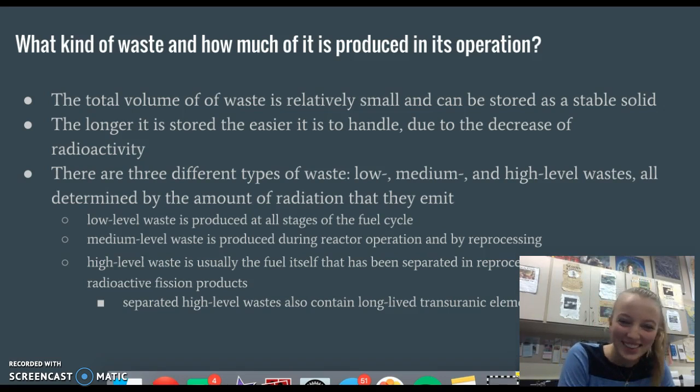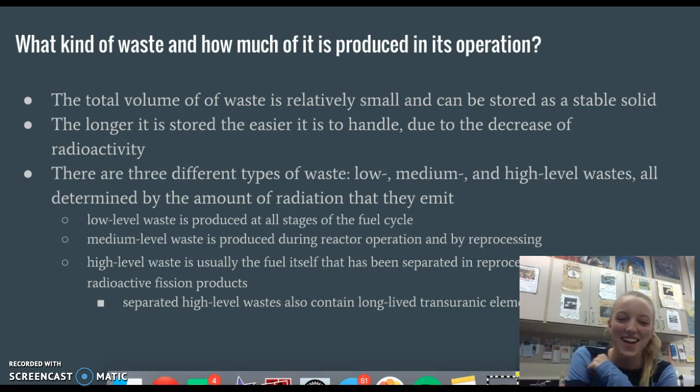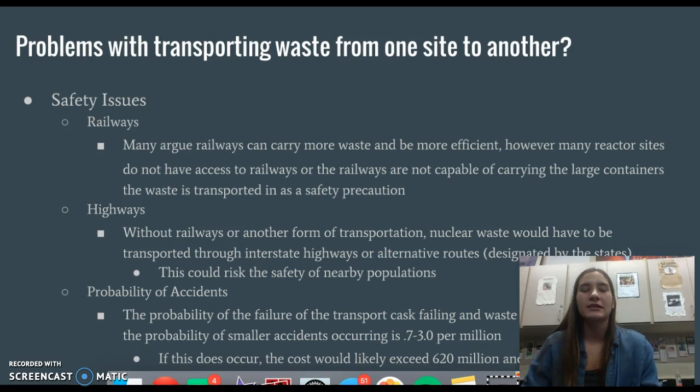And low-level waste is produced at all stages of the fuel cycle. Medium-level waste is produced during reactor operations and by reprocessing. And high-level waste is usually the fuel itself that has been separated in reprocessing with the highly radioactive fission products. And the separated high-level waste can also contain long-lived transuranic elements.